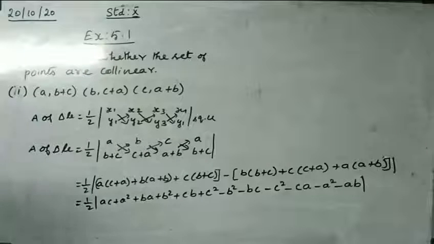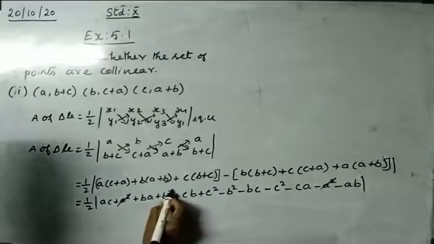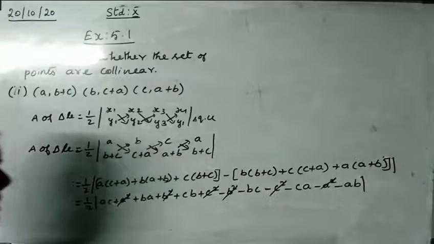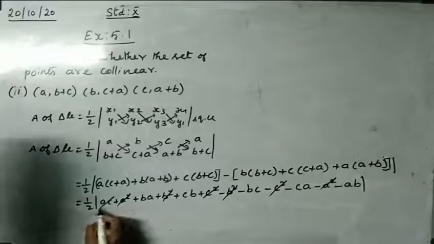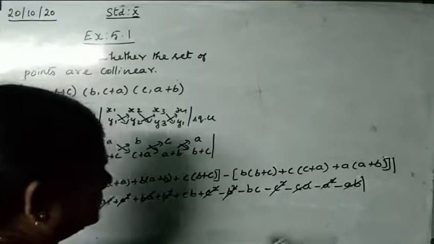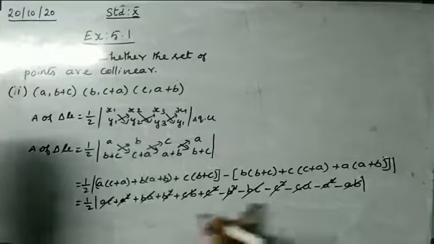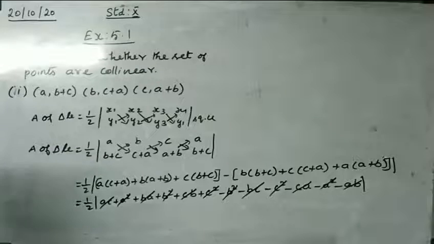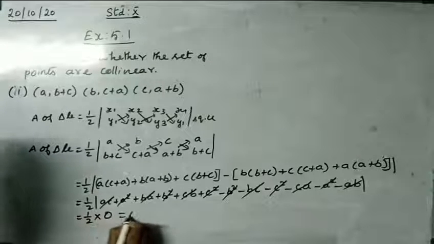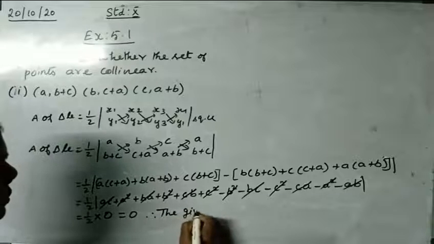Now look at this. It's very easy. Plus A square minus A square cancel. Plus B square minus B square cancel, plus C square minus C square cancel, plus AC minus AC, plus BA minus BA, plus CB minus BC cancel. So all the terms get cancelled, which is equal to 1 by 2 into 0, equal to 0. Therefore, the given points are collinear.